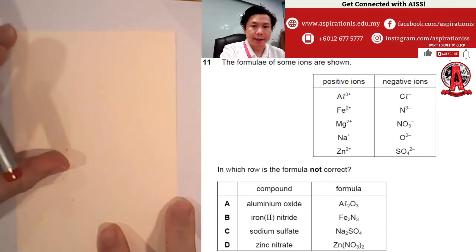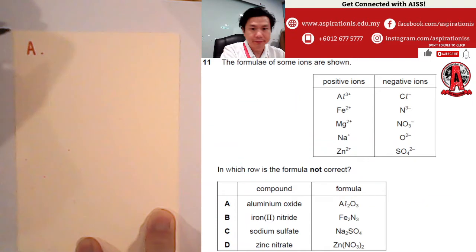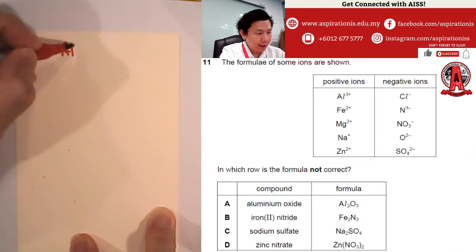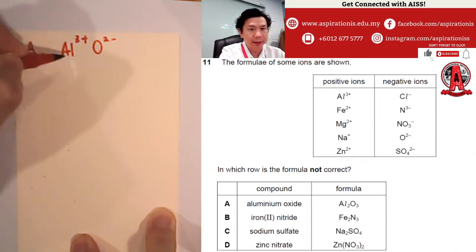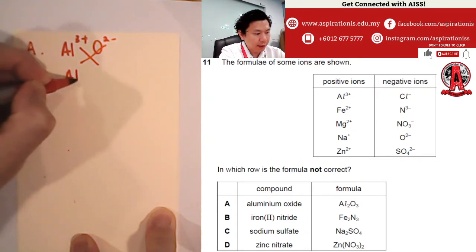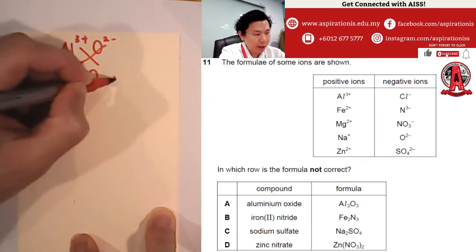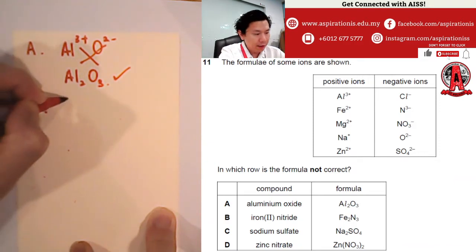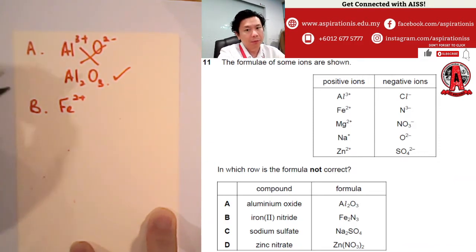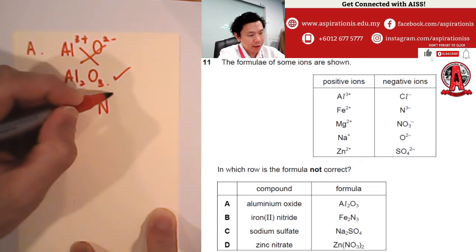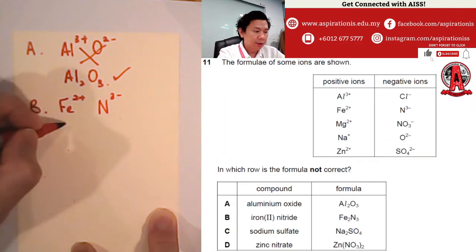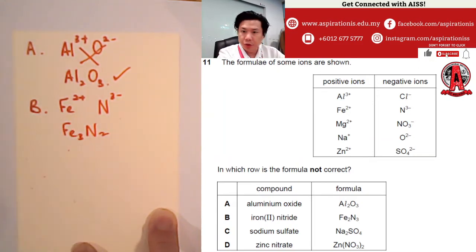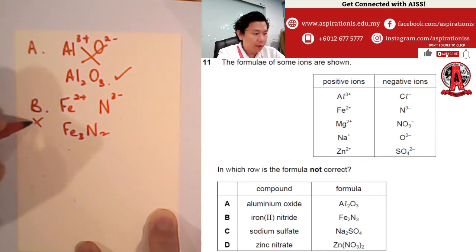Let's look at A. Aluminium oxide, Al3+ and O2-. Cross it down, Al2O3. A looks fine. Let's look at B. Iron(II). The Roman numeral next to certain metals indicates the charge on the metal. So it's Fe2+. Nitride is 3-. So it's Fe3N2. So B is incorrect.